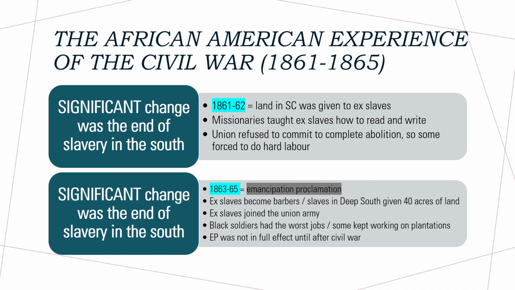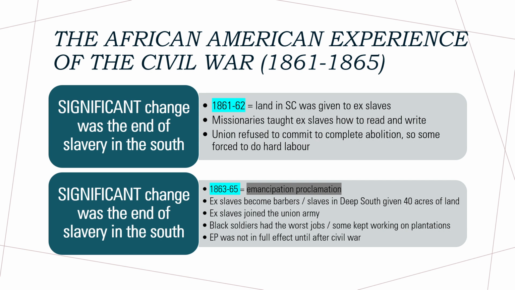But a huge turning point, which you should remember, is in 1863, there was a law called the Emancipation Proclamation, and this banned slavery in the South. This meant that ex-slaves could become barbers, mechanics. Slaves in the Deep South were given 40 acres of land. Ex-slaves then fled from the South and joined the Union Army to fight against the Confederacy.